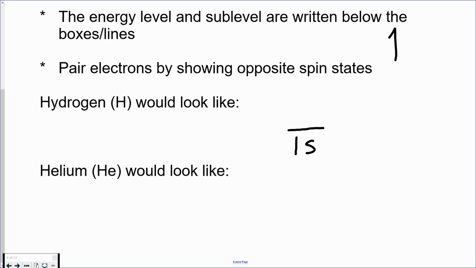Hydrogen only has one electron, therefore it gets an up arrow. Helium, on the other hand, has two electrons. It's in the first energy level, so we have 1s, and it has two, so we need to put an up arrow and a down arrow. We start with the basic ones and move on.